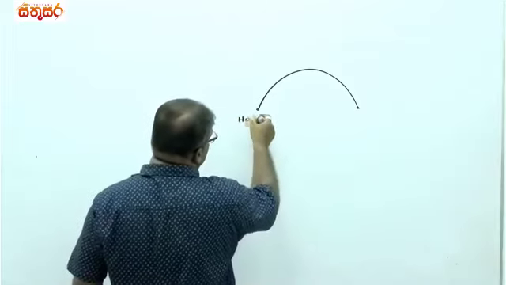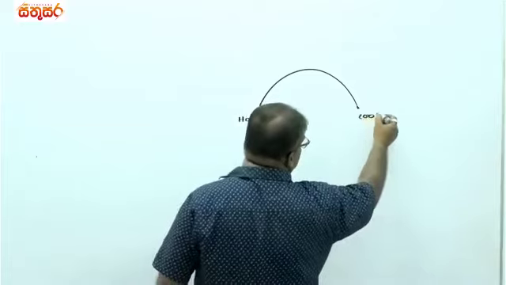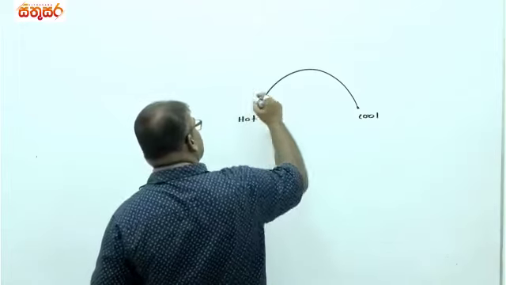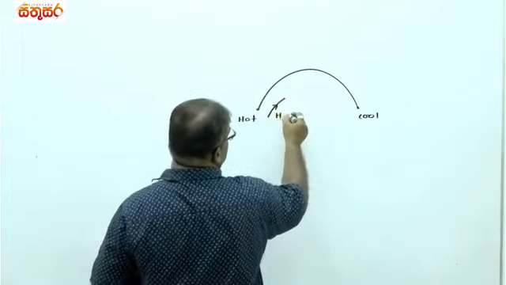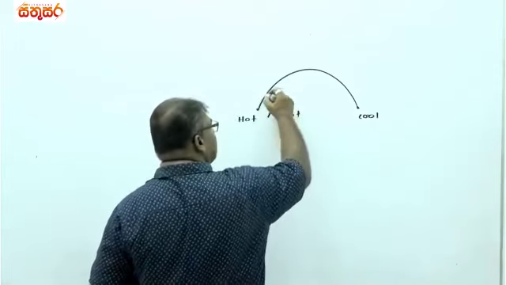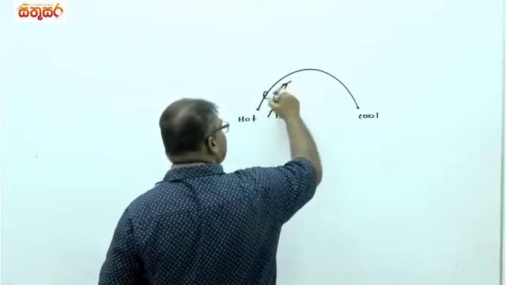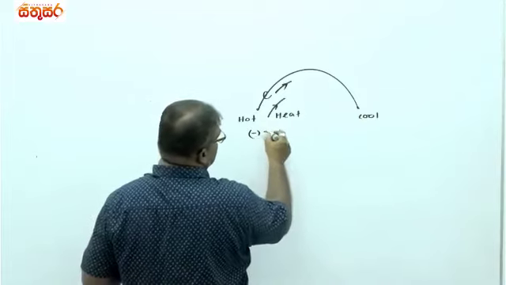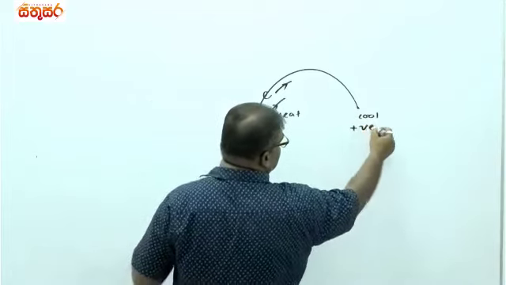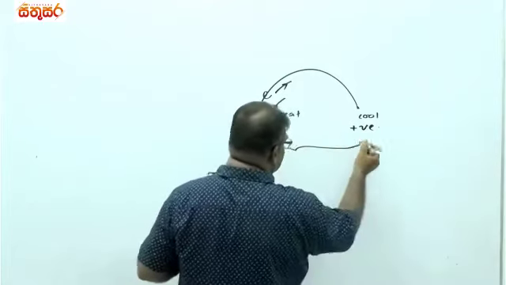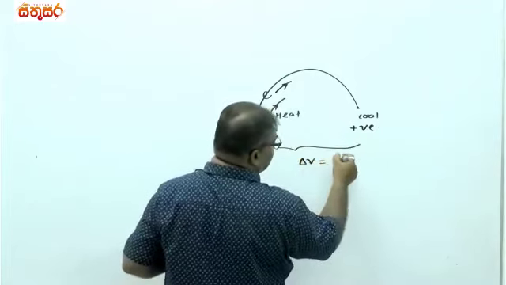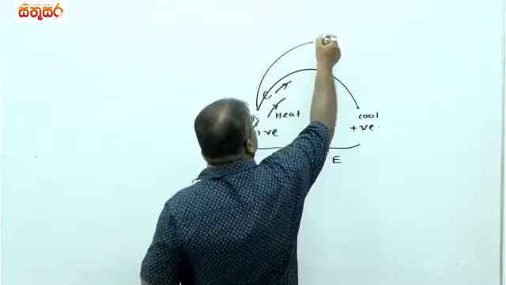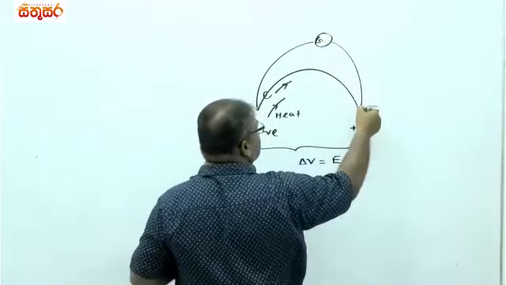This is the hot end. This is the cool end. Here we have a high amount of heat. Heat is transferred by dragging the free electrons. Electrons are dragged from here to here. Then this becomes the negative terminal and this becomes the positive terminal. Then there is a potential difference, which is called electromotive force, between both the terminals. It is measured by using a galvanometer like this.